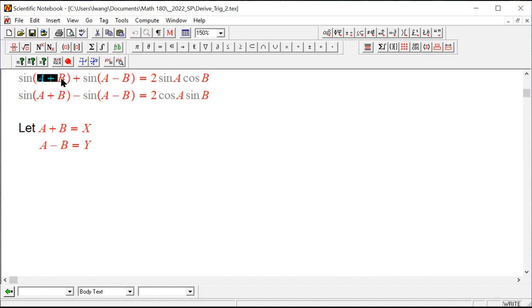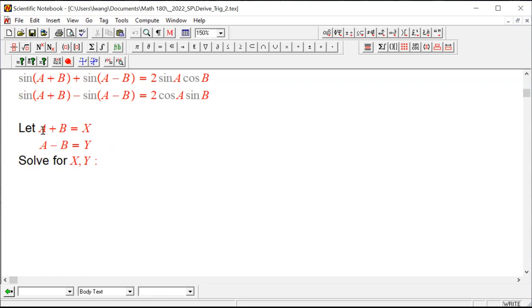Okay, this is X and this is Y. Now we want to solve for A and B in terms of X and Y. How do we solve for them?